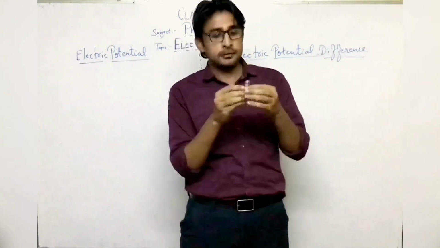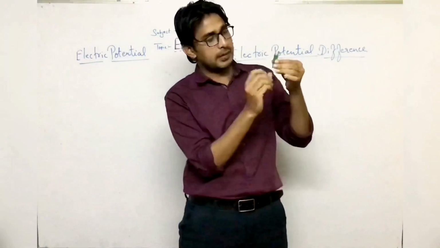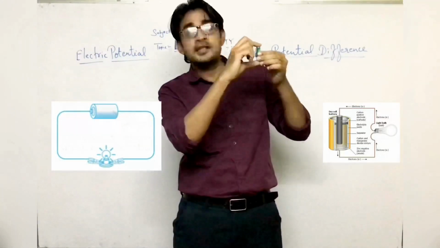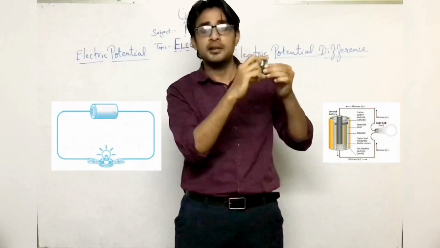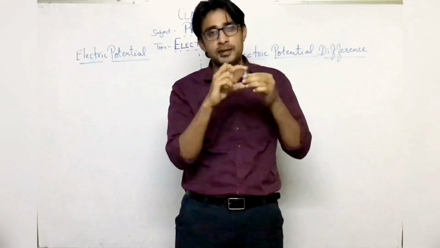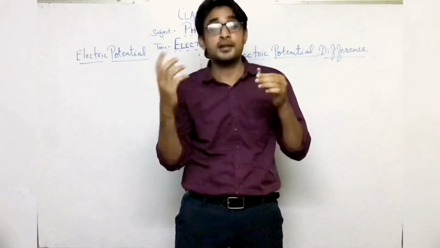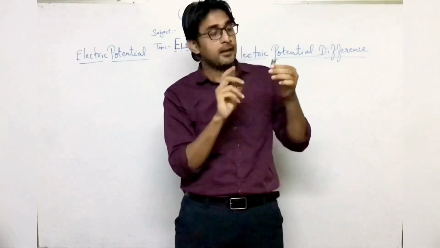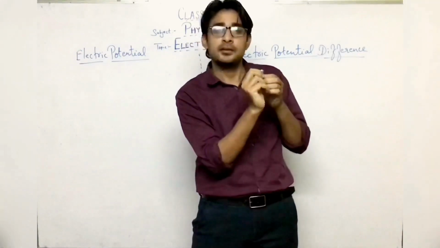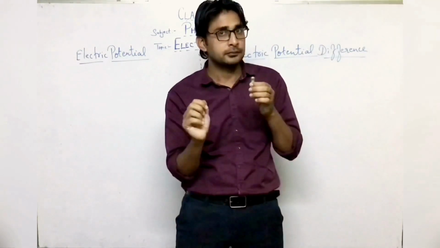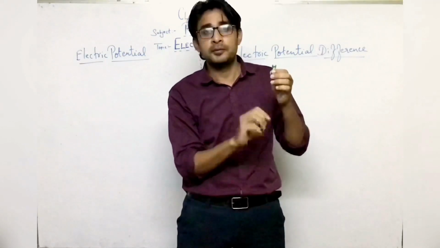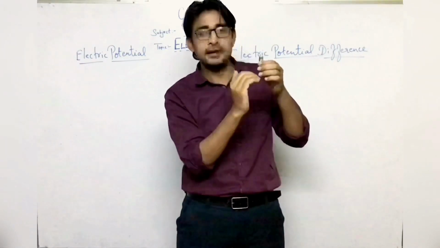Now you can see a cell has a positive part and a negative part. So there is a difference in this positive and negative part which allows the current to flow through the wires or through the circuit. Now, if there is no difference, only positive part is there, no current will flow. If there is only negative part, no current will flow. We need both positive and negative.